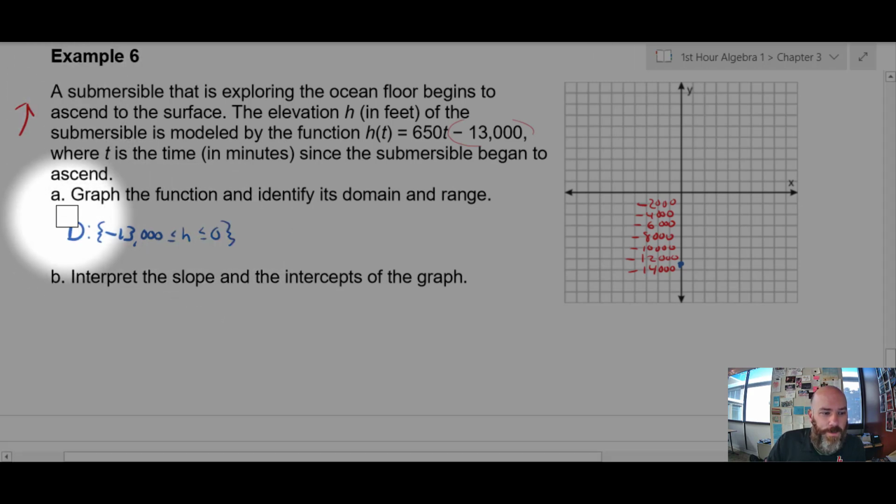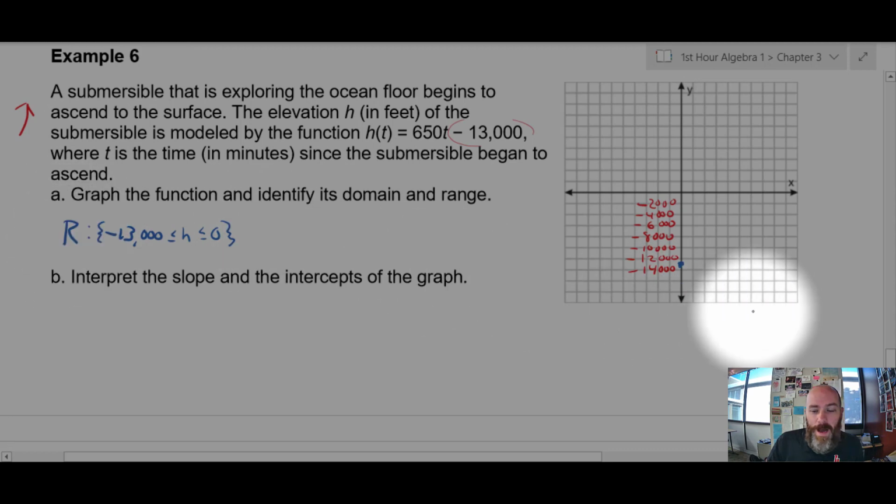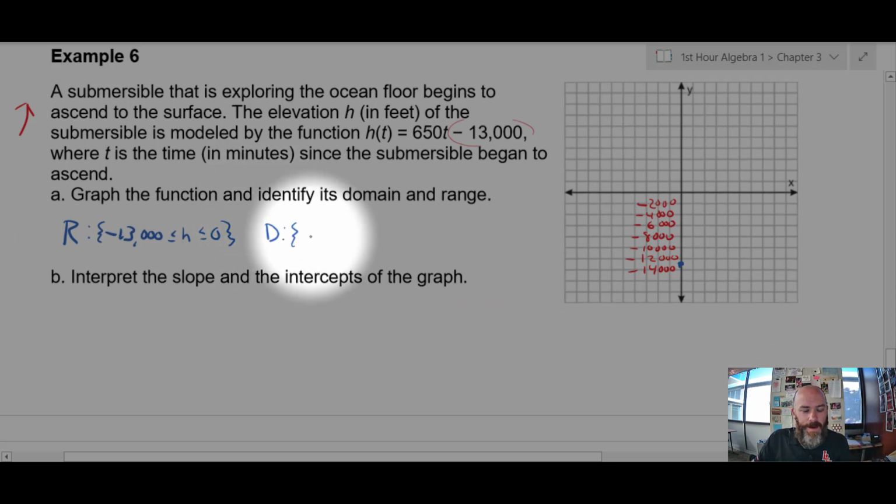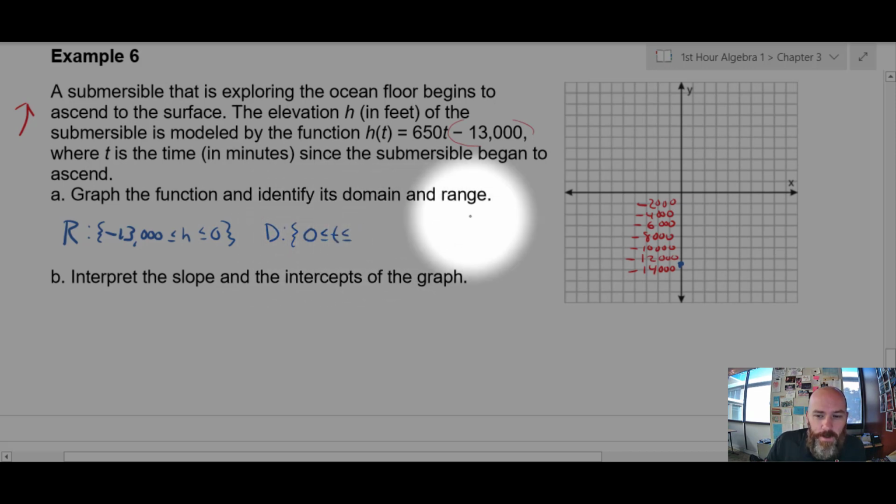Sorry, that's not the domain, that's the range. That's the range. I'm so sorry. That's the range because that's my y values. My x values are going to be the time, so the domain is going to be based on time. I know it's going to be 0 because you can't have negative time, less than or equal to t, less than or equal to, we have to figure out when it hits up here.